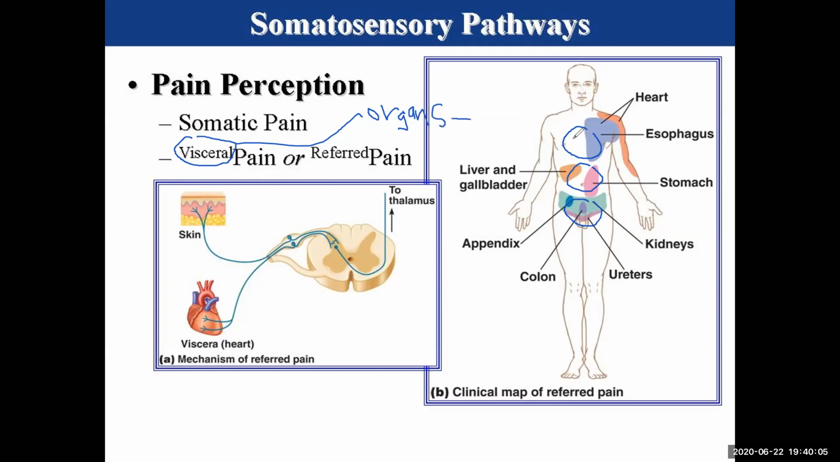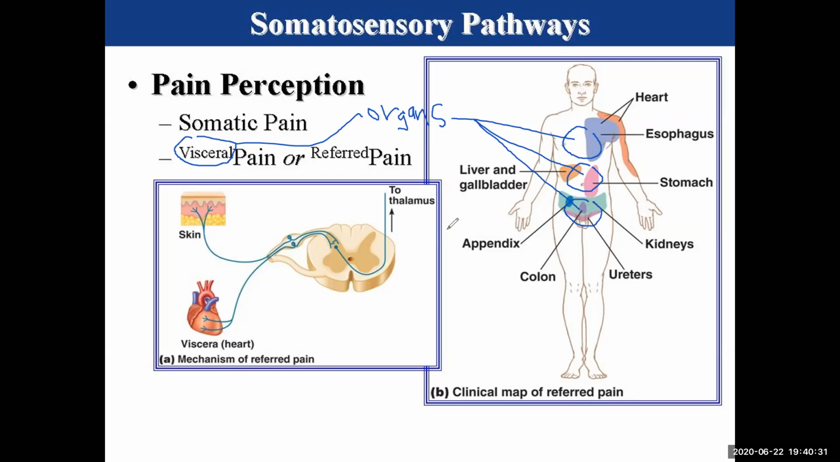Visceral organs in your thoracic cage, in your abdominal cavity, in your pelvic cavity. So thoracic cage, abdominal, pelvic cavity. Any organs within these three cavities, if they are compromised, they will send sensory information.